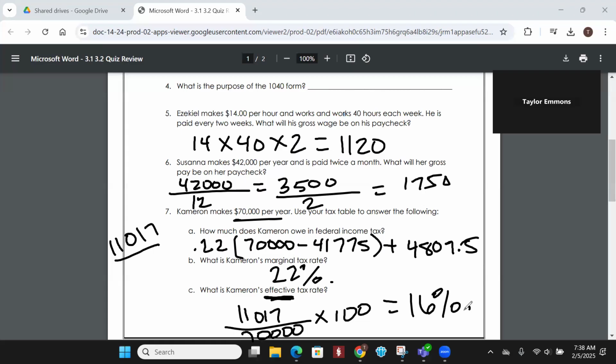Cool. Okay. This effective tax rate should be under 22%, but not under 12%. So it should be in between 12 and 22. Does that make sense? Because we're not going to pay 22% unless we're at the top of that tax bracket. Okay. How did you? Oh, I see it. We took how much we owed divided by how much we make. Okay. Yep.